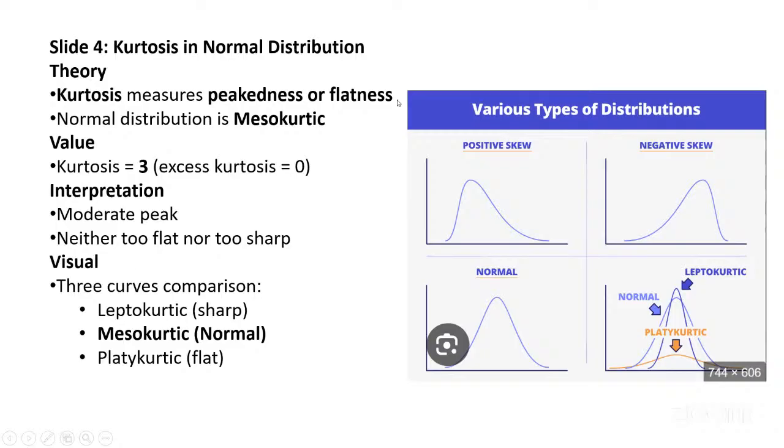Interpretation, as I have already told: moderate peak, neither too flat, not too sharp. And I have discussed the three types of kurtosis: leptokurtic, mesokurtic, and platykurtic. Hope you have understood all of this. Up to this, any question? Anyone? No, ma'am. Okay.